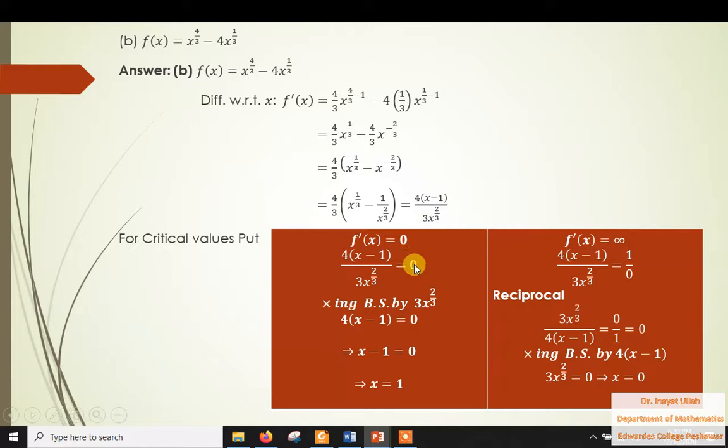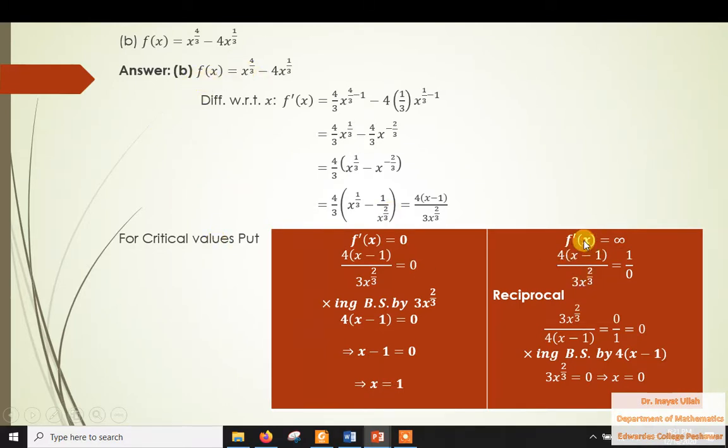So whenever f prime x is equal to 0, it means that this rational function will be equal to 0. Multiplying both sides by 3 into x power 2 by 3, that will be cancelled over here and that will become 0. So 4 into x minus 1 is equal to 0. Dividing by 4 to get this equation and shifting 1 towards that side to get x equal to 1. So x equal to 1 is one critical value for this function.